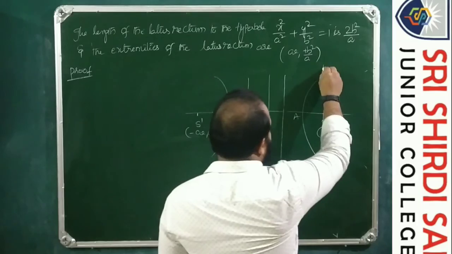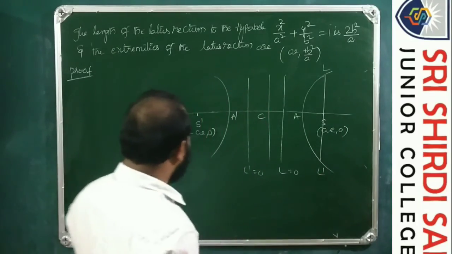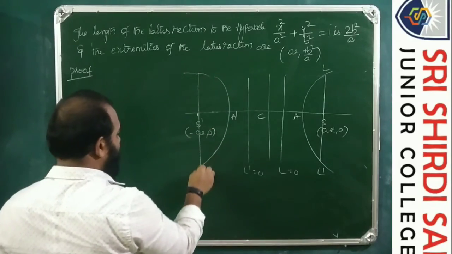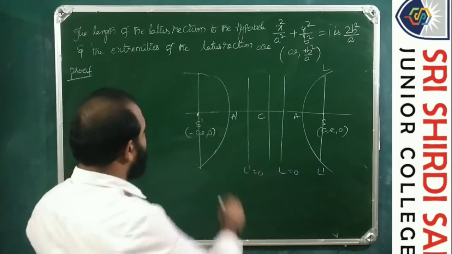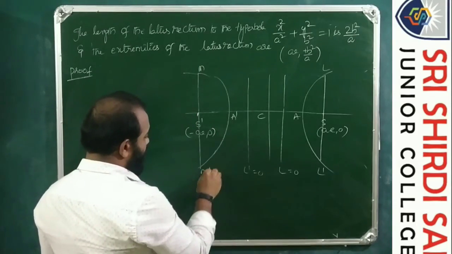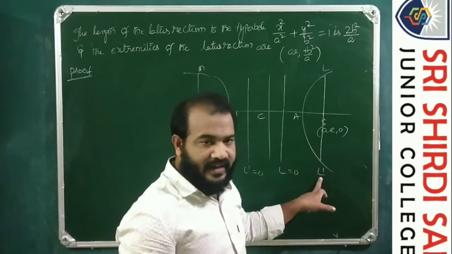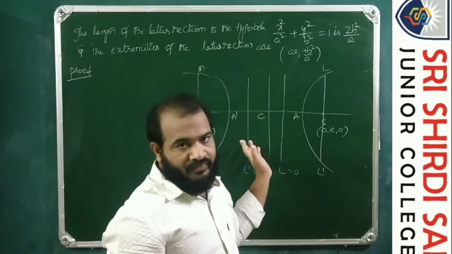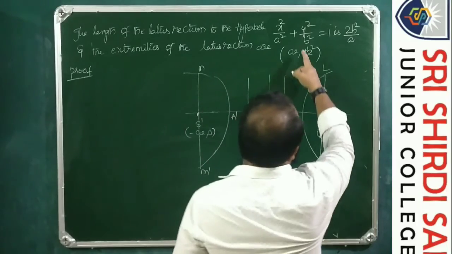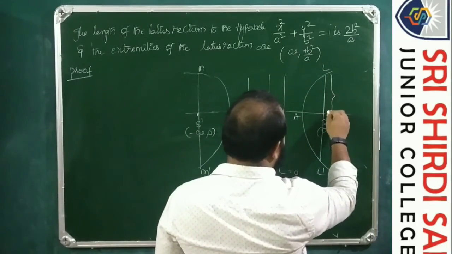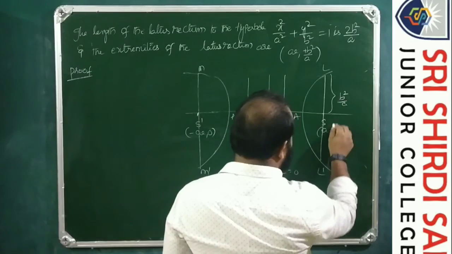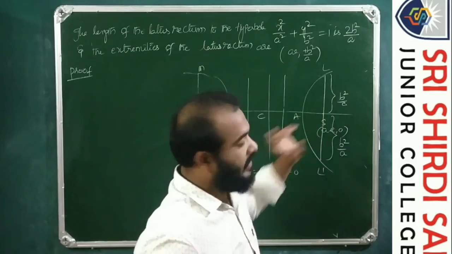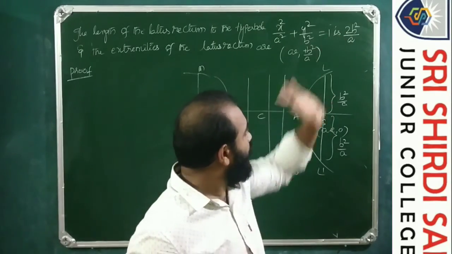Let us call this L dash. Likewise, this is also a latus rectum. Let us take M dash for example. So both L L dash and M M dash are the length of the latus rectum. So this is 2b square by a. That means this is b square by a and this is b square by a, so totally 2b square by a. That is what we need to prove.